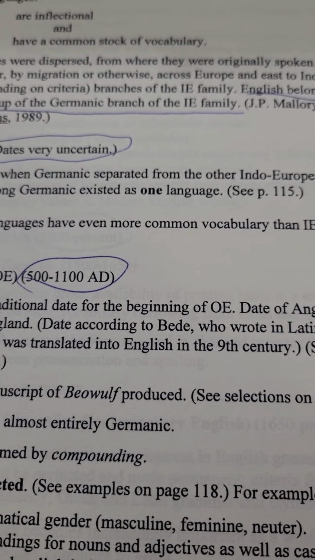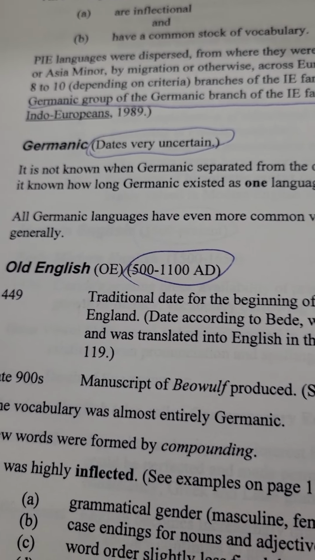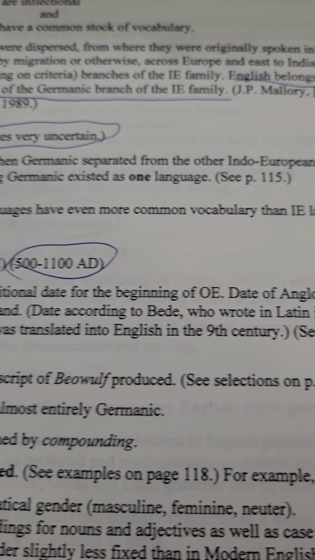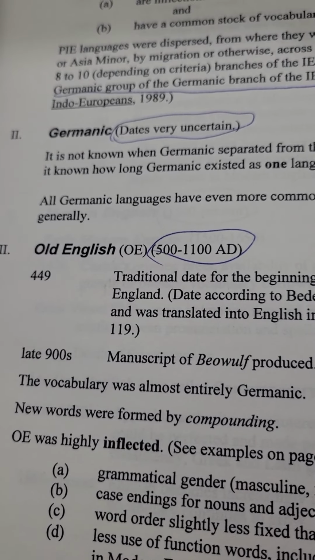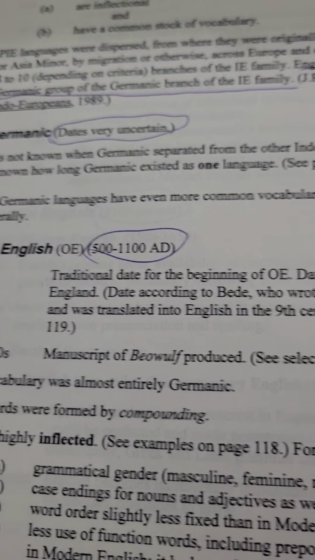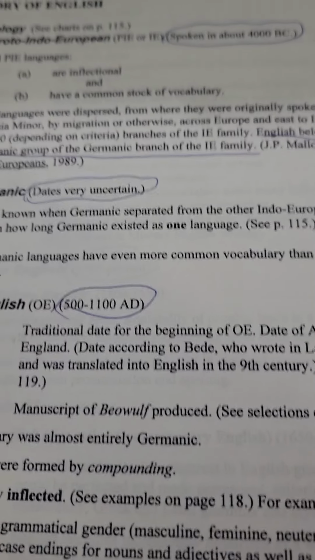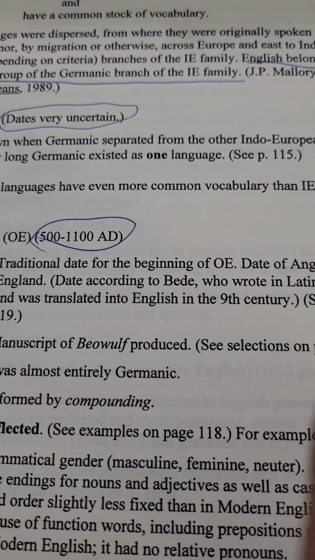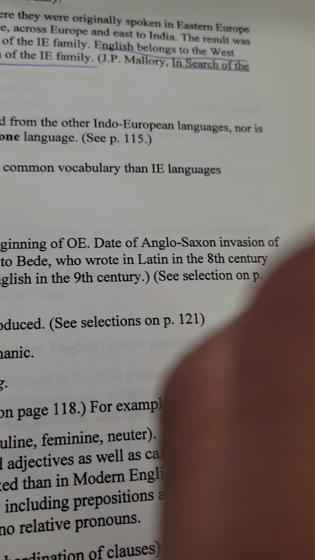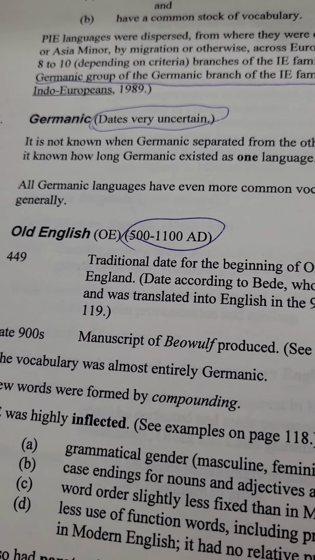Proto-Indo-European languages were dispersed from where they were originally spoken in Eastern Europe or Asia Minor by migration or otherwise across Europe and east to India. The result was 8 to 10, depending on criteria, branches of the Indo-European family. So English belongs to the West Germanic group of the Germanic branch of the Indo-European family. You can read that in the book by J.P. Mallory, In Search of the Indo-Europeans.